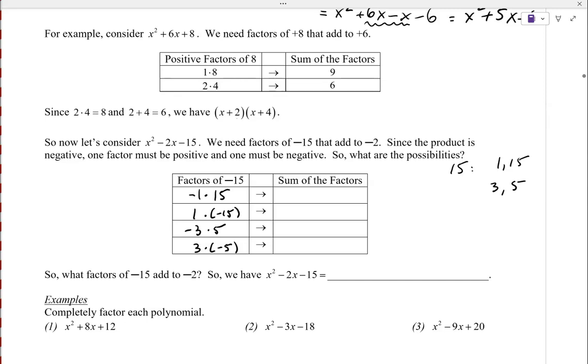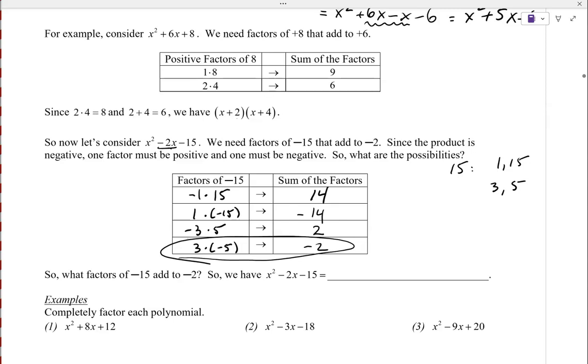Now what happens when we add the factors together? When I do -1 plus 15, what do we get? 14. When we do 1 plus -15, we get -14. -3 plus 5 gives us 2. 3 plus -5 gives us -2. Which of those cases do we want? Yeah, the last one, right? Because look, that's the middle term, isn't it? The -2x. So this is the one that we want. We want to use the +3 and the -5.